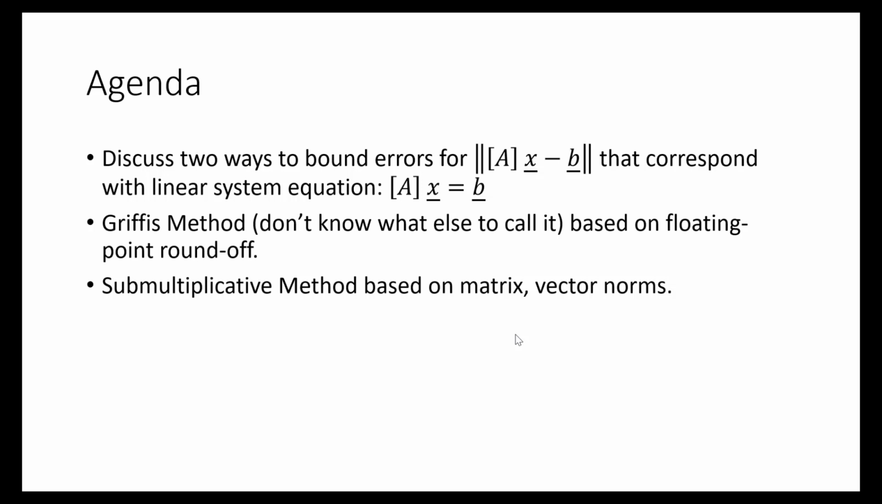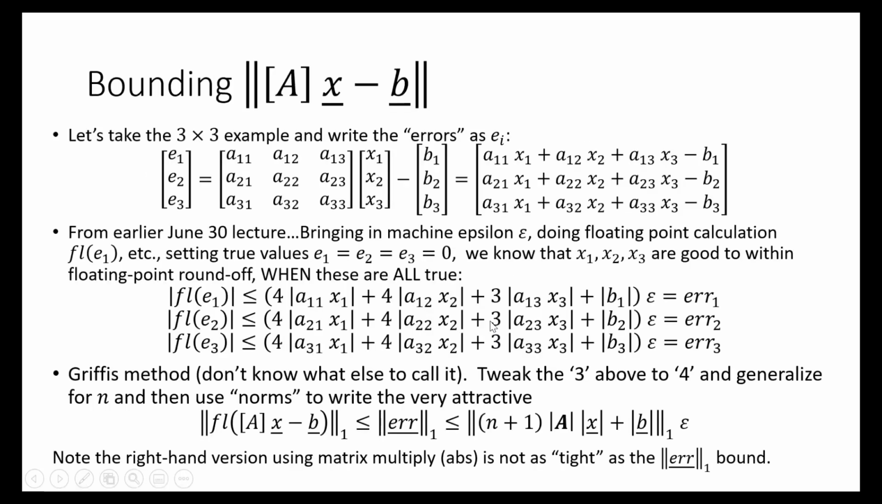I'm going to talk about Griffith's method. I don't know what else to call it, but it's based on a floating point round-off technique. And then there's a submultiplicative method that's based on matrix and vector norms. Pretty excited about that one. So, bounding Ax minus b.